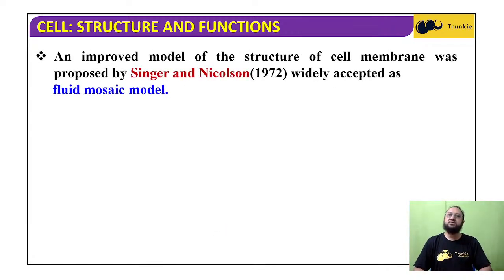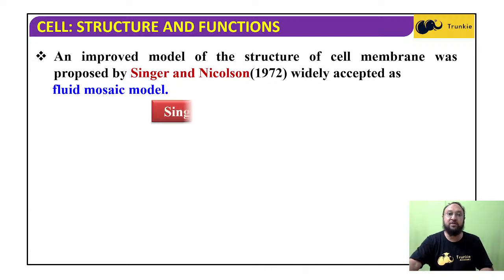An improved model of the structure of the cell membrane was proposed by Singer and Nicolson in 1972. In 1950, Knoll and Ruska discovered the electron microscope, and after that, the study of different cellular structures began. Singer and Nicolson were very famous scientists. They studied the structure of the plasma membrane extensively, and after very intensive study they came to a model, which they named the fluid mosaic model.